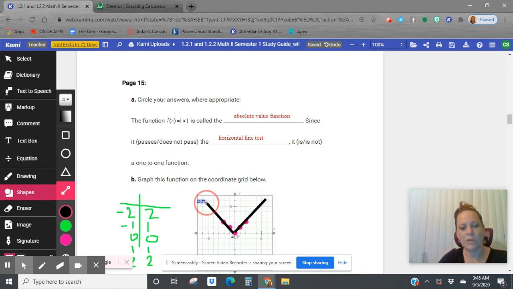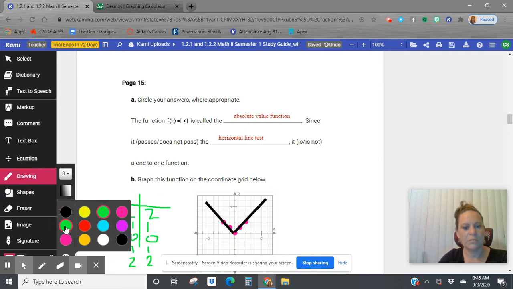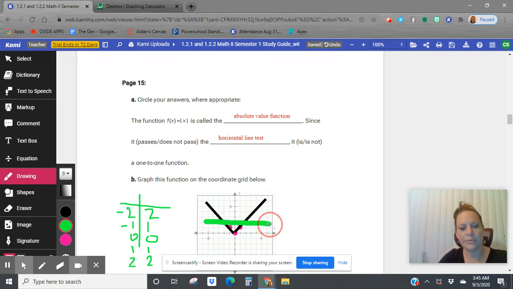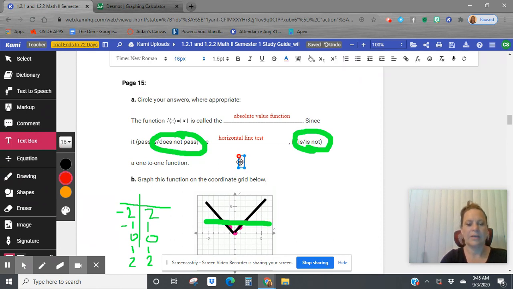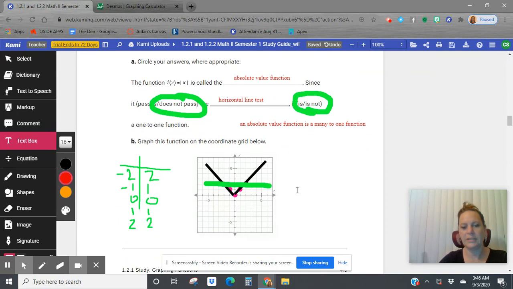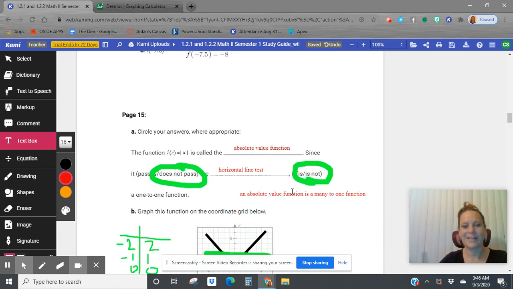And let's do this horizontal line test on this. So doing the horizontal line test through any value there, it does not pass the horizontal line test. It is not a one-to-one function. So what is it called when it touches twice? An absolute value function is a many-to-one function, because when you draw that line across, it touches more than once. And that's the end.